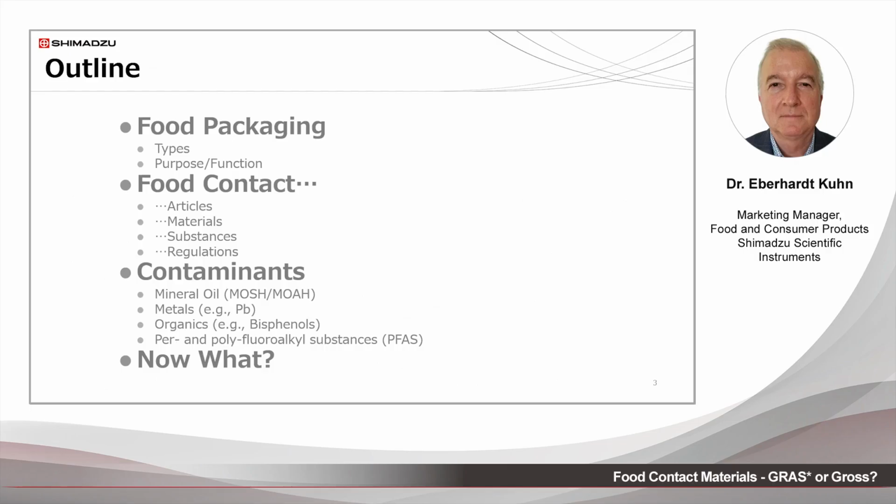Here's the outline to my talk. I will be describing the types of food packagings that are available as well as their purpose and function. Then I'll be giving you some definitions of food contact articles, food contact materials, food contact substances, and so on, and briefly touch on the regulations. Then we will dive into the contaminants such as mineral oils, metals, organic, and PFAS. And finally sum it up and say, what does this all mean in terms of food safety?